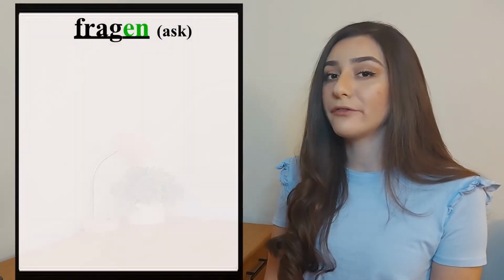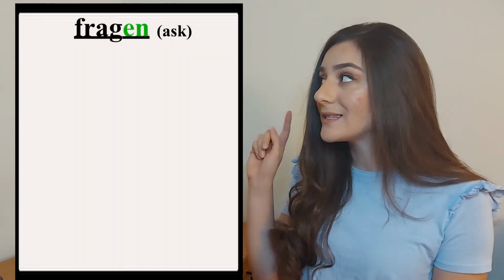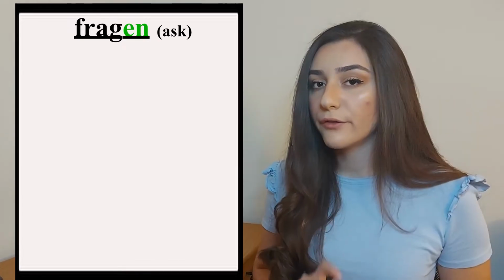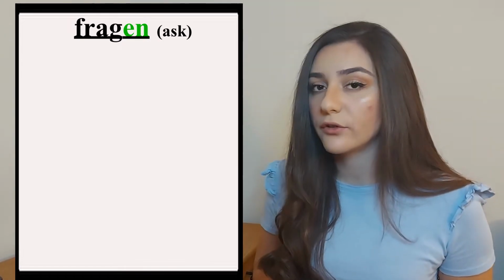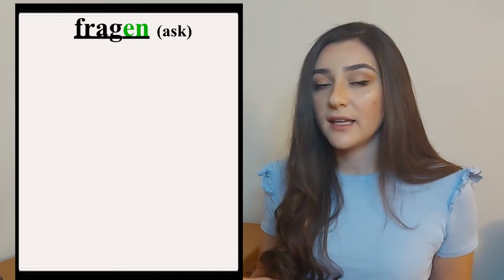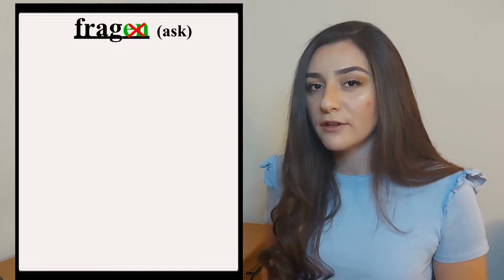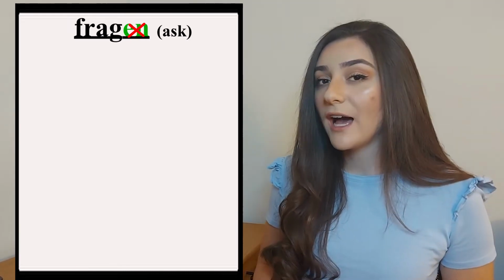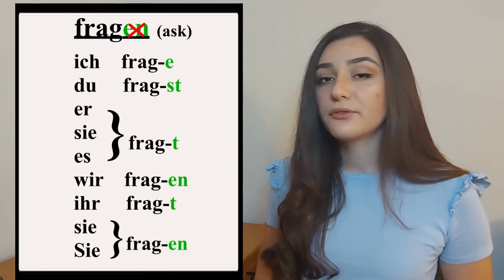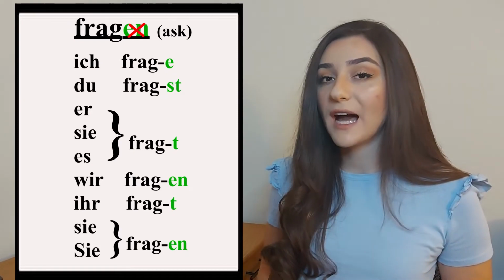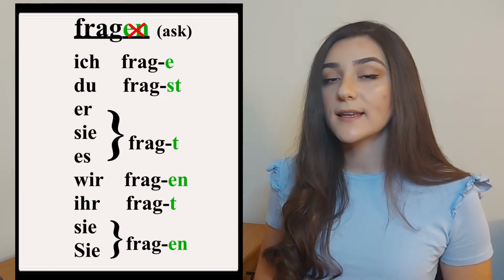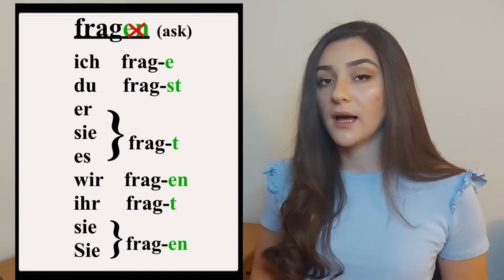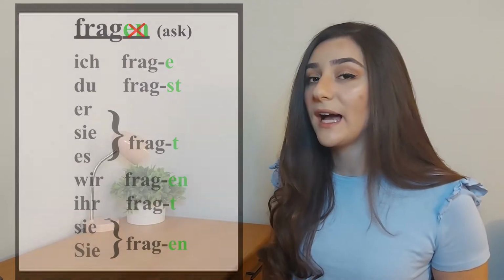In German, the infinitive form of a verb has the en at the end. So how do we conjugate the verb? The first step on how to conjugate the verb is to get the ending en out of the infinitive form. When we have done this step, then we can proceed adding these endings. Ich frage, du fragst, er, sie, es fragt, wir fragen, ihr fragt, sie fragen.